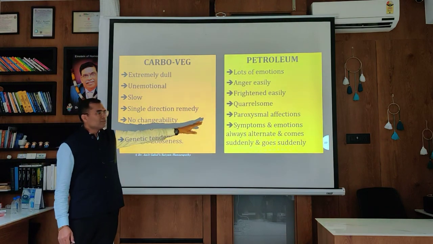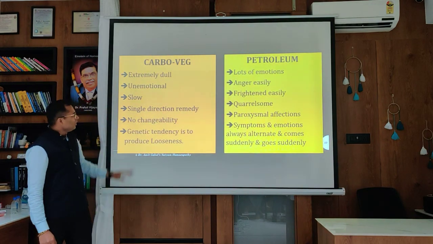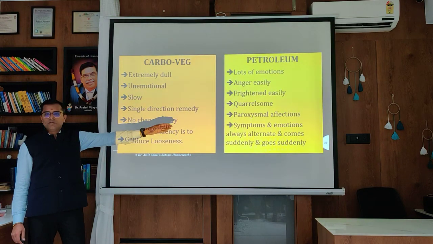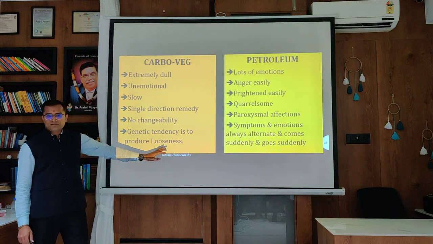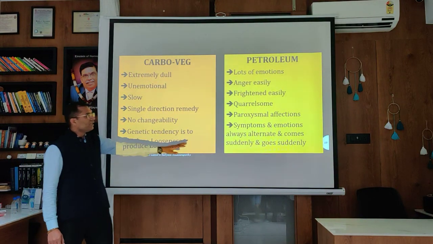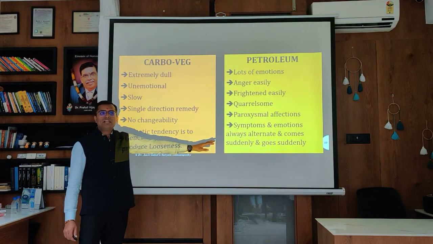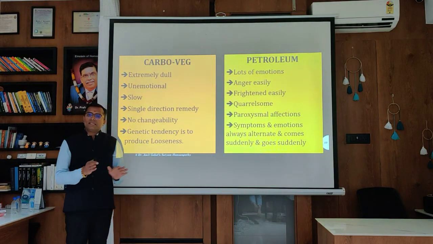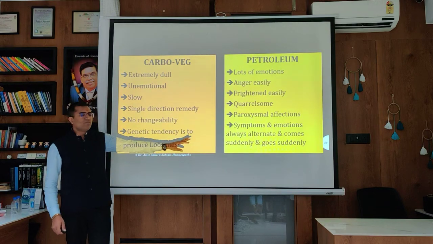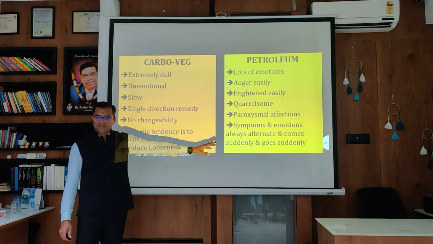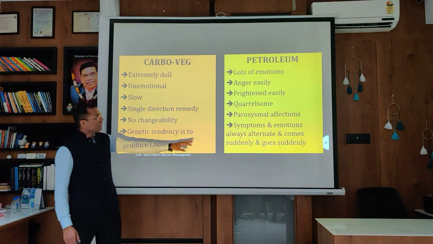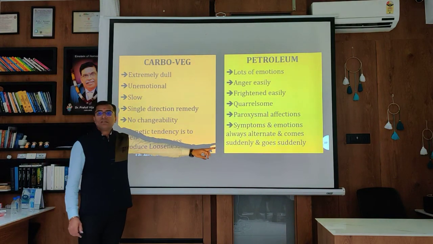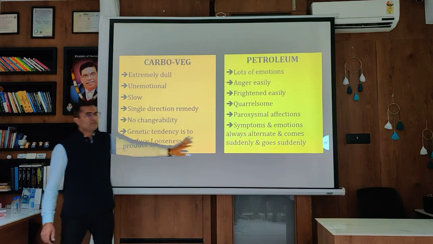Quarrelsome remedy, paroxysmal affections, no changeability, sycotic, syphilitic. Alternating state, changeability is there, a hysterical kind of state, a genetic tendency to produce looseness. Whereas here there is a genetic tendency to produce destruction at the level of skin in the form of thickening, hardness and cracks, and at the level of mind it produces destruction of the intellect, so mostly the perception has changed. And the symptoms and emotions always alternate, come suddenly and go suddenly. It is a slow remedy, it is a fast remedy.